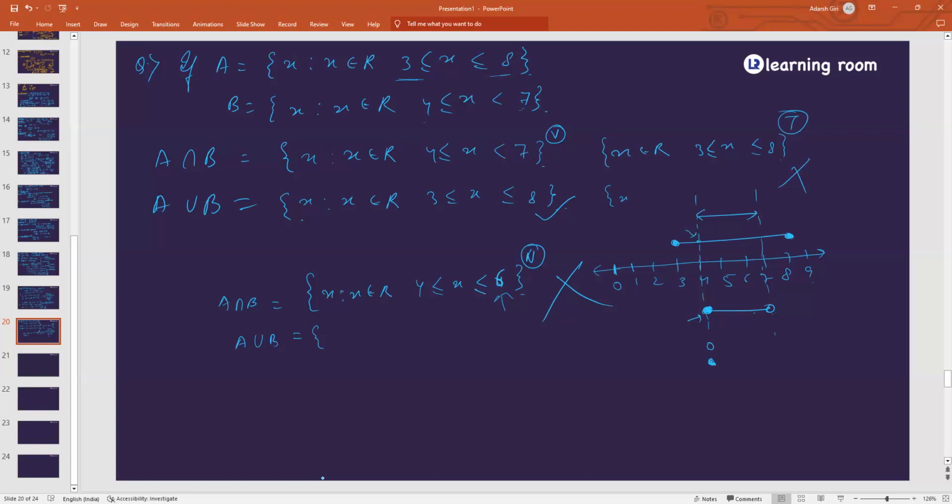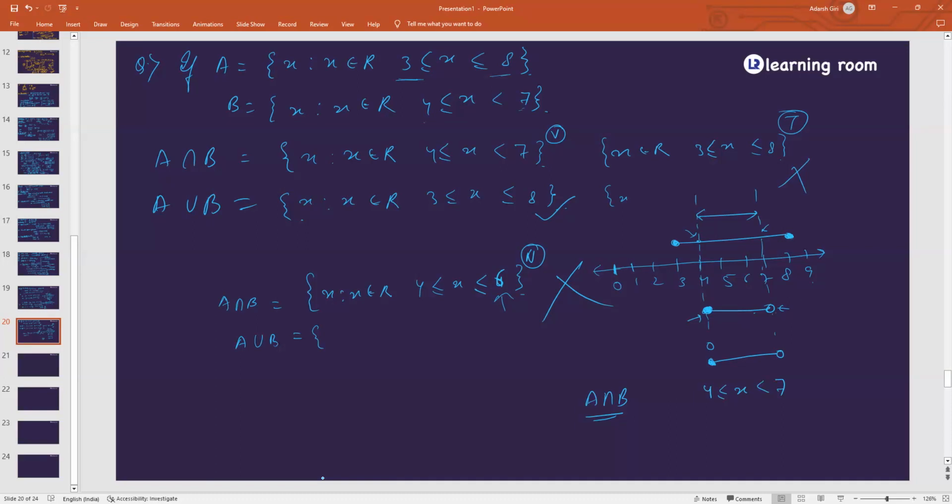So I'll start with containing, and at 7, will I end at leaving point 7 or containing point 7? Leaving point 7. Why? Because A is containing point 7, but B is not containing point 7. So I'll be leaving that. It is not common in both of them. So what is my X range equal to? Now X should start from 4 and contain 4, but not contain 7. That is A intersection B. Understood everyone or not? Understood. Got it? Clear?